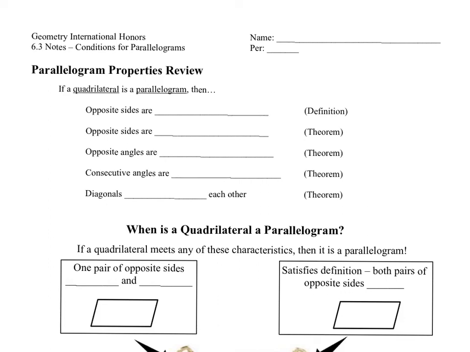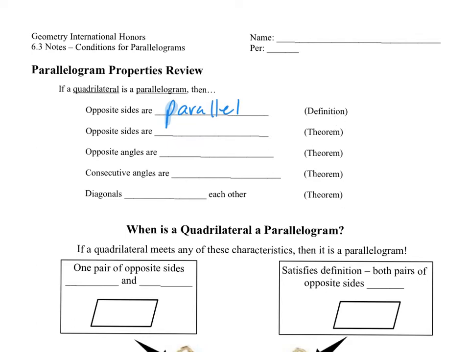Hello, geometry students. In this lesson, we're going to discuss conditions that would guarantee when a quadrilateral is a parallelogram. So let's start by reviewing properties that parallelograms have from our last lesson. If you have a quadrilateral that you know is a parallelogram, then the following is true. First of all, opposite sides are parallel, and that comes from the definition of a parallelogram.